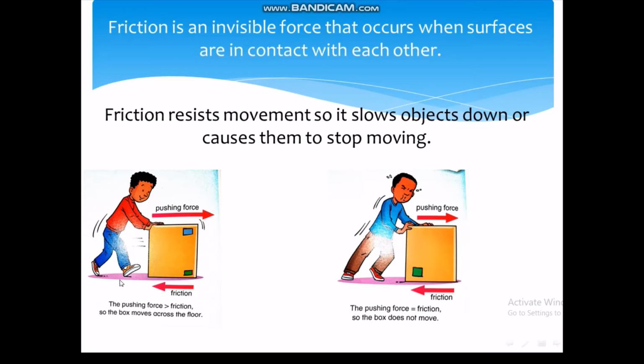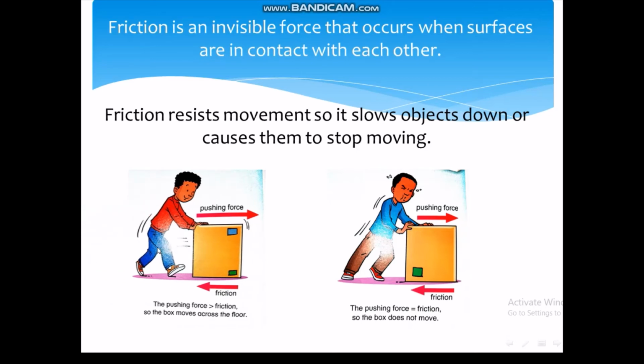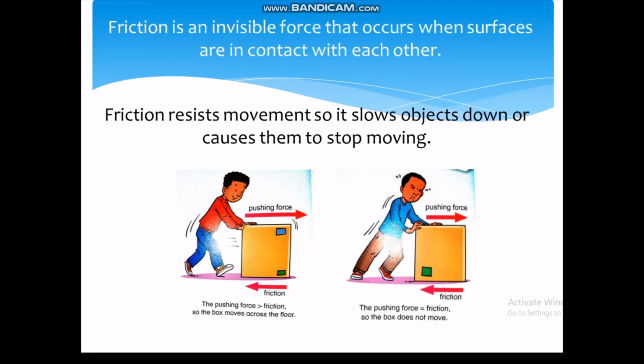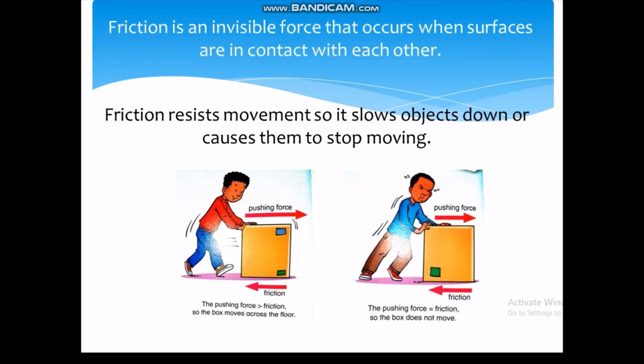Look at the example here. We need something called pushing force to make this box move. And this pushing force must be greater than friction in order to make this box move across the floor. In the other picture, the pushing force the other boy is trying to apply is almost equal to the friction. That means the box is almost not moving because of friction. So friction resists movement and slows down objects or even causes them to stop.